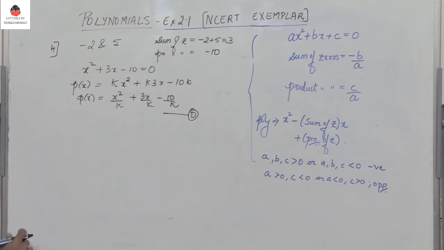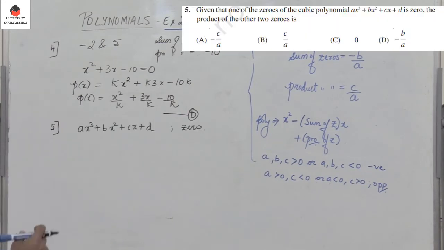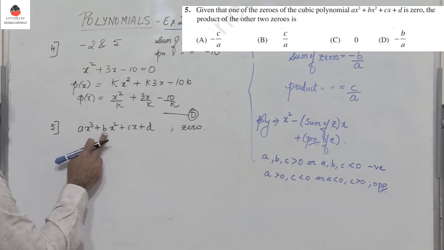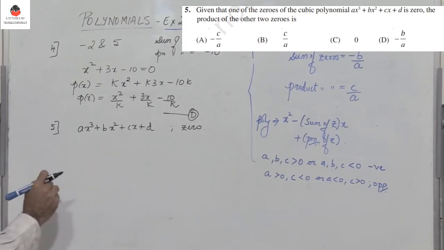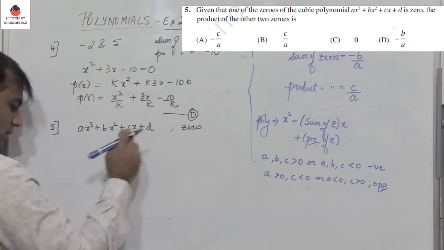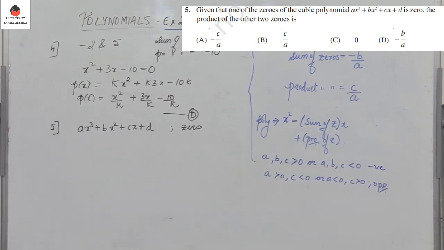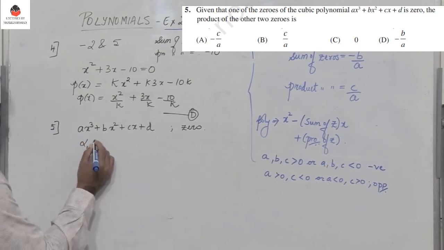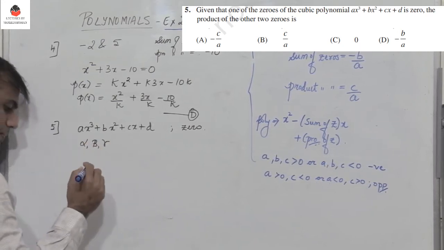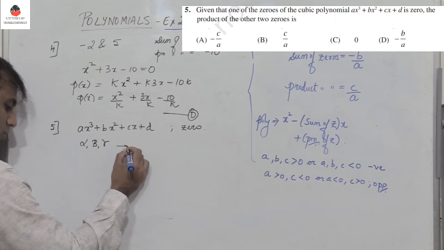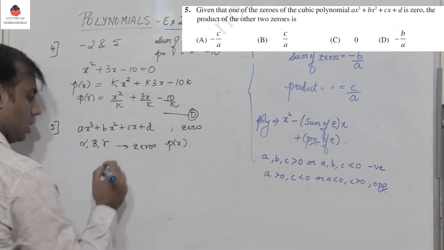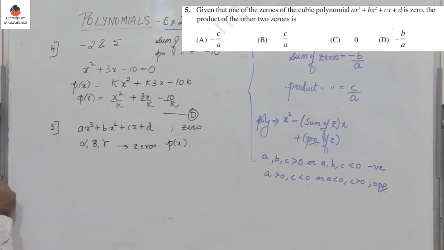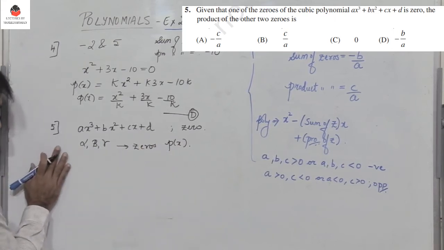Fifth one. So given a cubic polynomial ax cubed plus bx squared plus cx plus d, what has been given is that one of the zeros of this cubic polynomial is 0, and we need to find the product of the other two zeros. Now let alpha, beta and gamma be the 3 zeros of the polynomial p of x, and it has been given that one of them is 0. Alright, so one of them is 0.